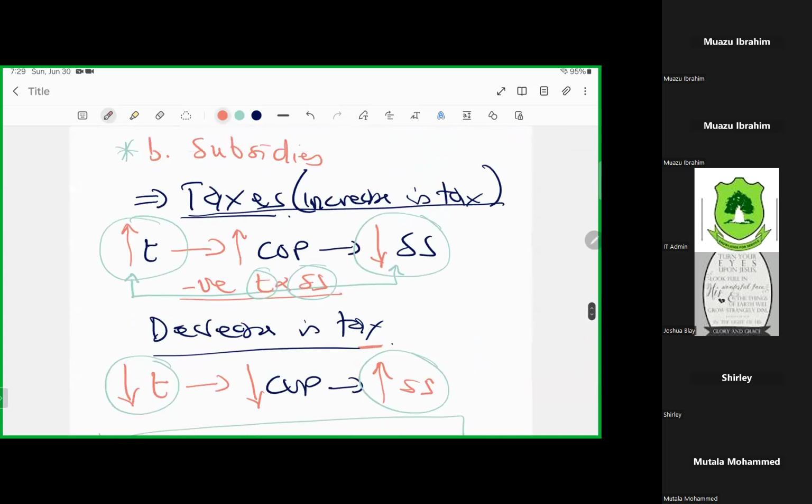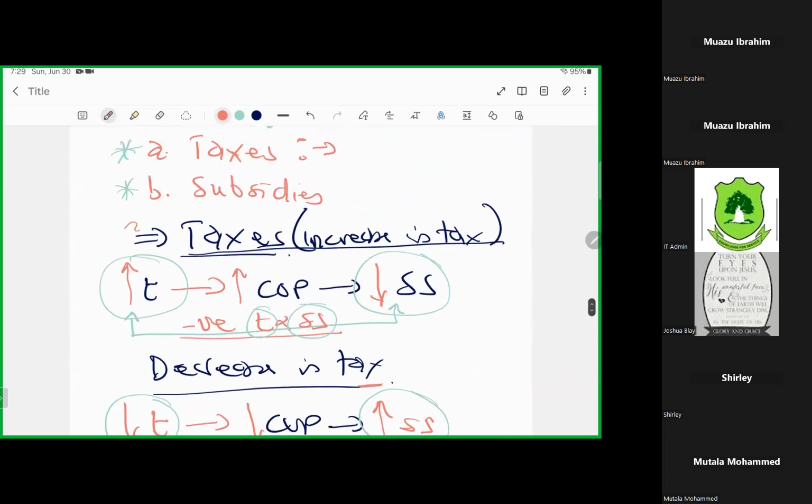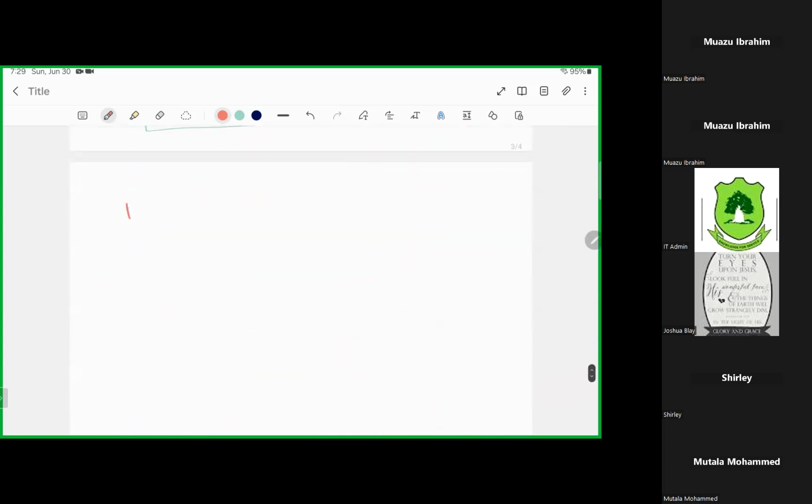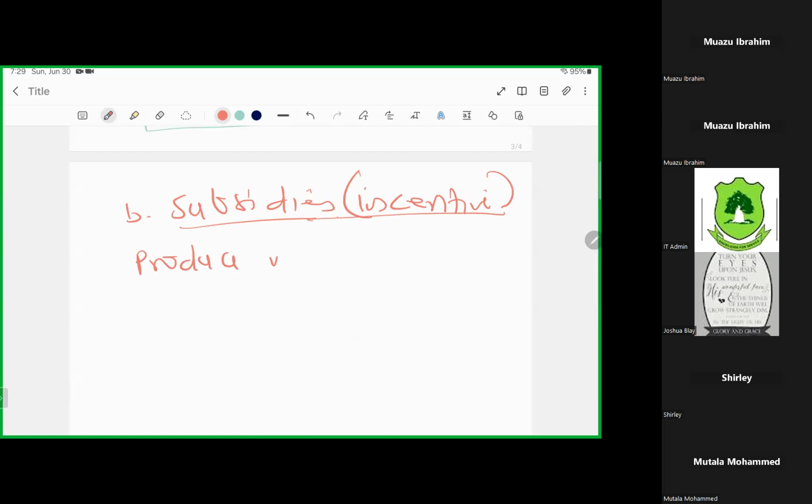we can also use the second part. Government can also provide subsidies. And these subsidies tend to be an incentive for producers to produce more of a good.